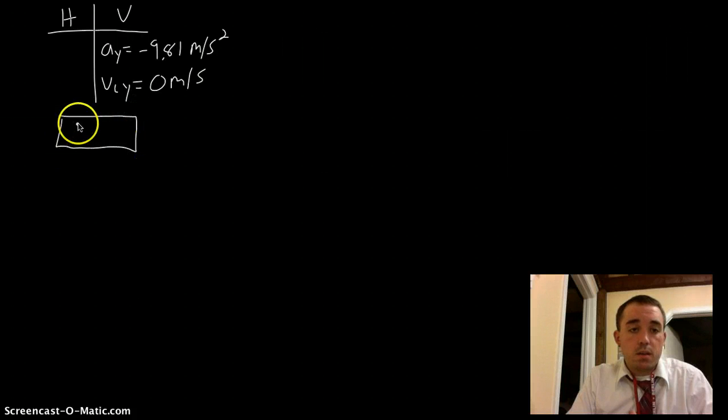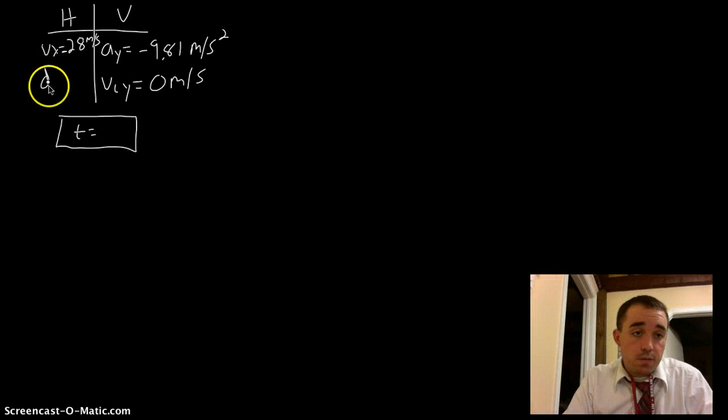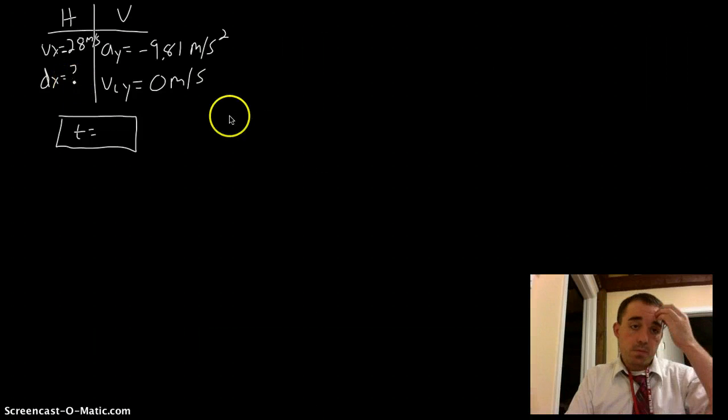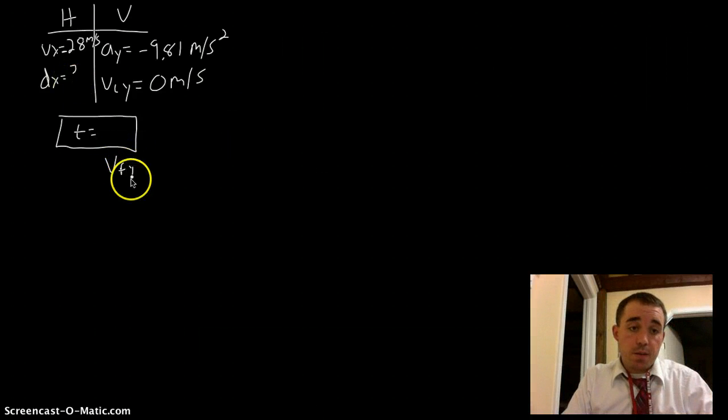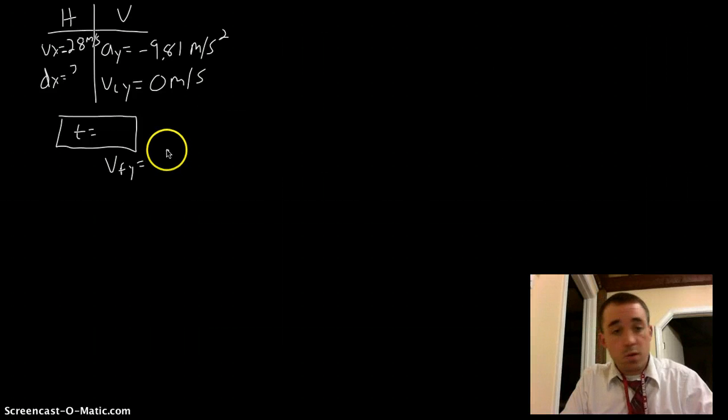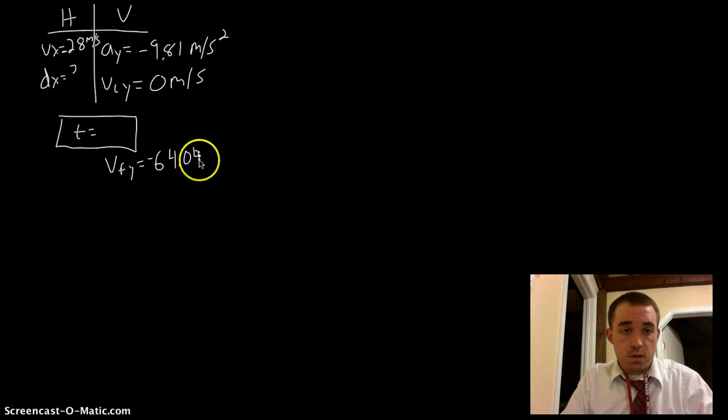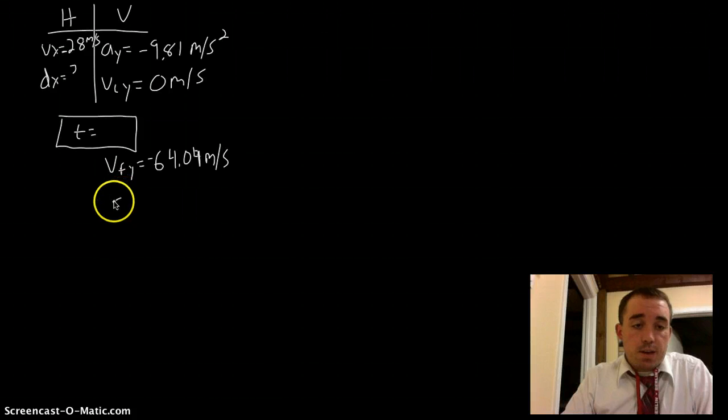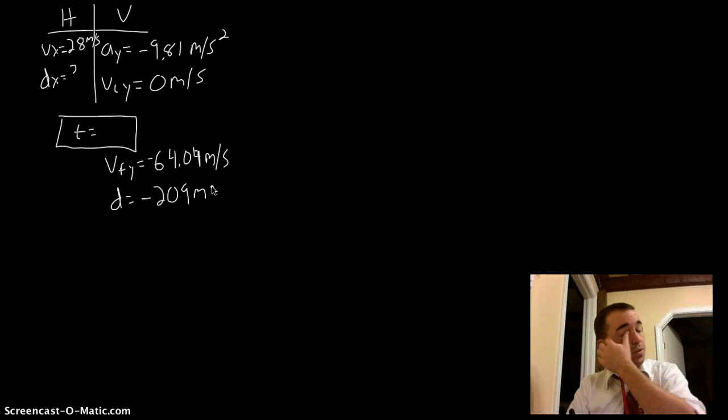Looking for a T, or might be looking for a T. We know our VX, 28 meters per second. What else do we know? We are looking for a dx. We know from the previous problem that VFY is negative 64.04 meters per second. We're trying to find T. I could also use the fact that d equals negative 209 meters. A bunch of different ways we could do this.